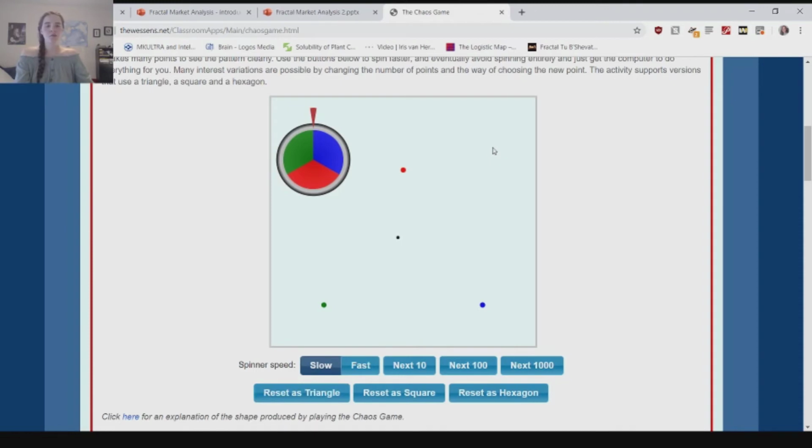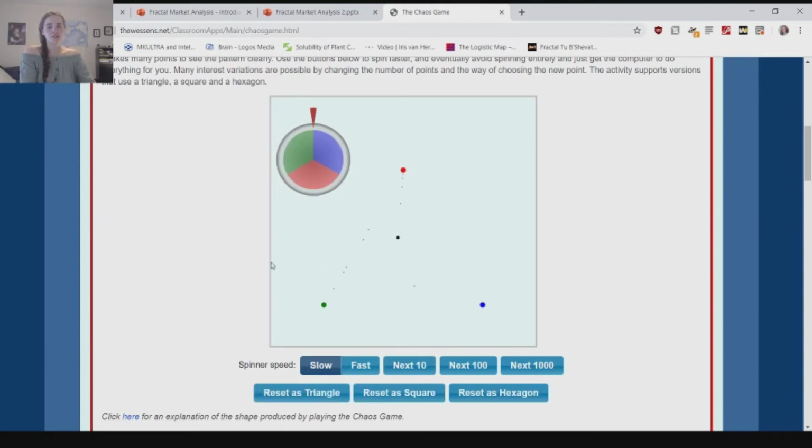In this case, the game randomly assigns that point a color. For the vertex corresponding to the color of that dot, you draw a line halfway from that dot to that vertex, and you put another point there. And then you just keep doing the same thing over and over again. That's what's happened here. And you can reset this and do it as many times as you want.